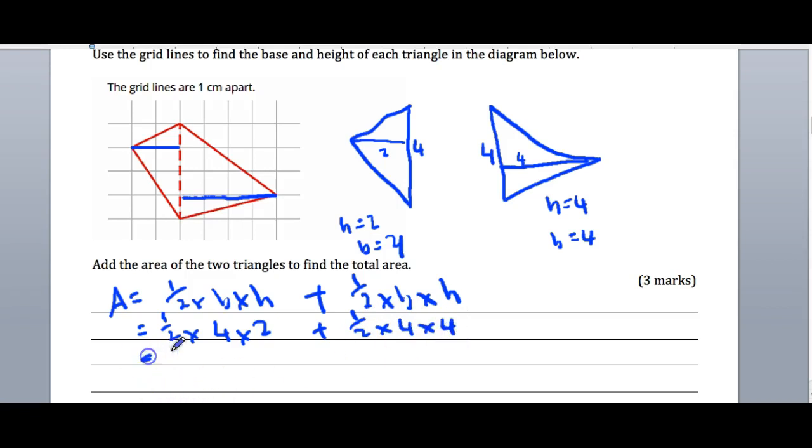Okay, you can do this on your calculator, but I'm just going to do it now. So without a calculator, so half of 4 is 2, 2 times 2 is 4, and then half of 4 is 2, 2 times 4 is 8. So we get 12 centimeters squared. So this question is a bit tricky if you couldn't actually identify, I guess, the height and the base. So now you can, and when you come across questions like this, just step back and think, all right, how can I use these grid lines to help me work out the base and the height of these triangles?